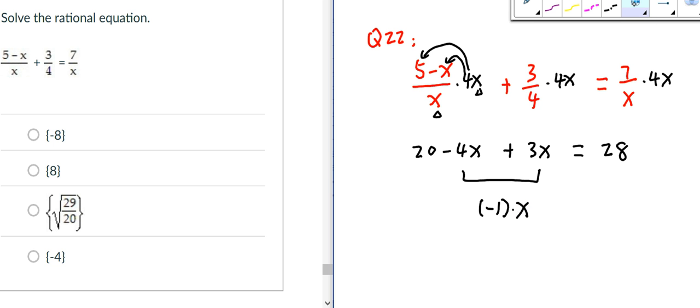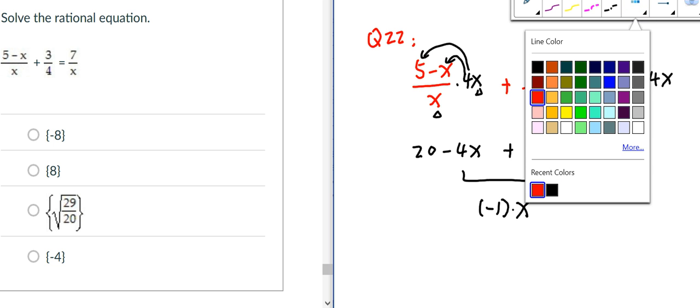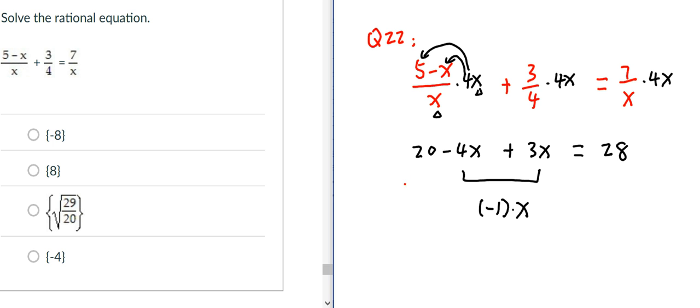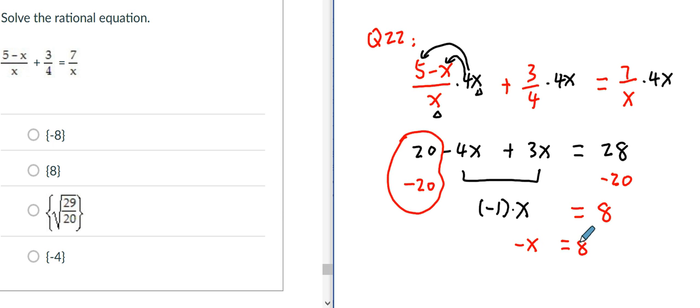Both sides subtract 20. You then have these 2 cancelled. So you have here 8, positive. And then you may copy it if you want. Negative x equals 8, copy it.